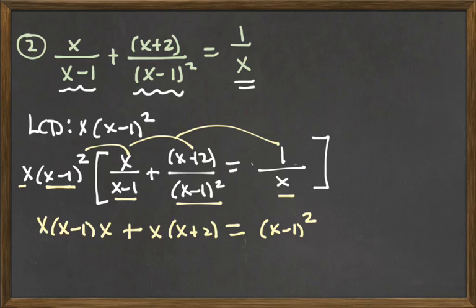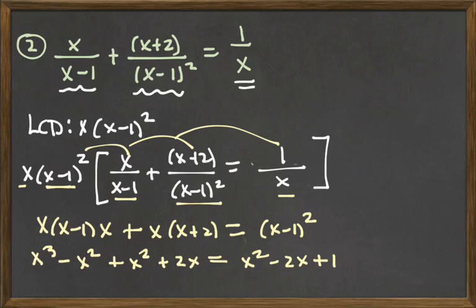All right, let's expand and see if we can simplify nicely. This time we have x cubed minus x squared plus x squared plus 2x equals x squared minus 2x plus 1. All right, now I have a cubic. I see this cancels nicely. And I'm going to move everything over to one side. And so now I'm going to have x cubed plus 4x minus 1 equals 0. And that is a tricky problem to tackle.